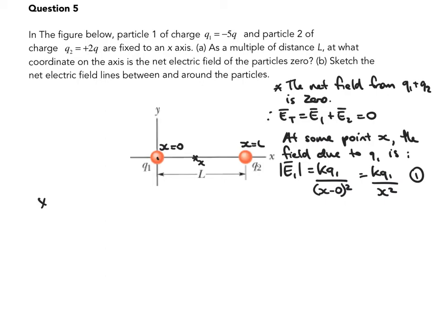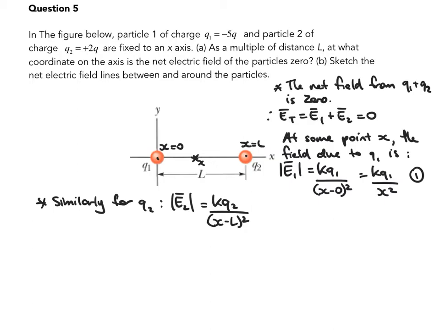So we can do the same thing. Similarly, for Q2, we can find the field at any point near Q2, the magnitude of it. It's going to be K Q2 over x minus L squared. This is basically the same thing. We say this is our x point again over here. We can find out the distance between here and here just by going x minus L. So that's the R on the bottom.